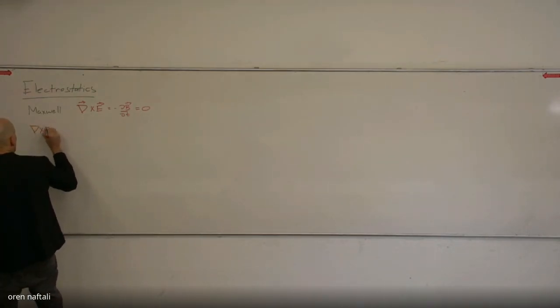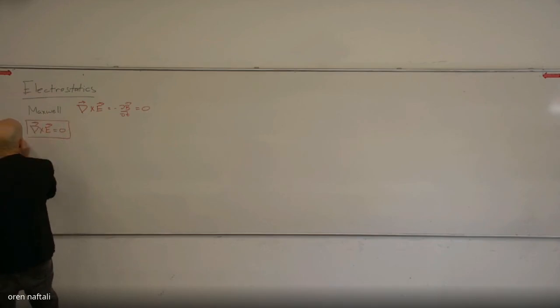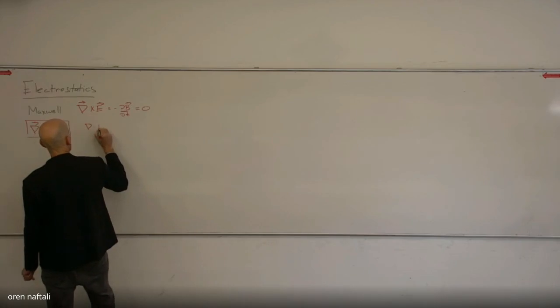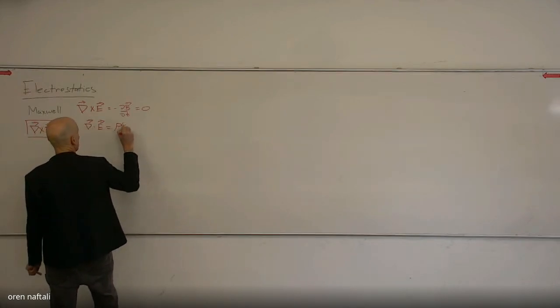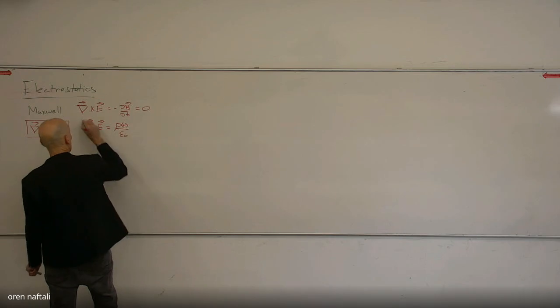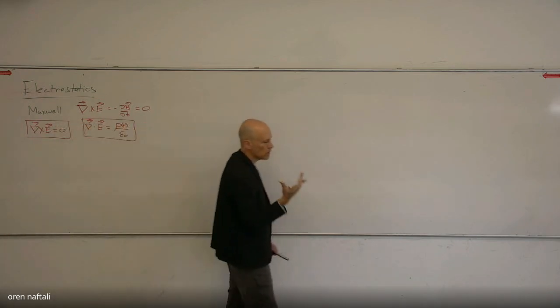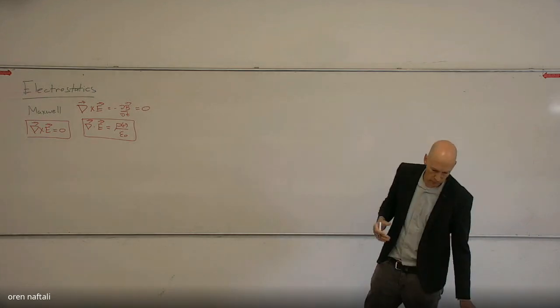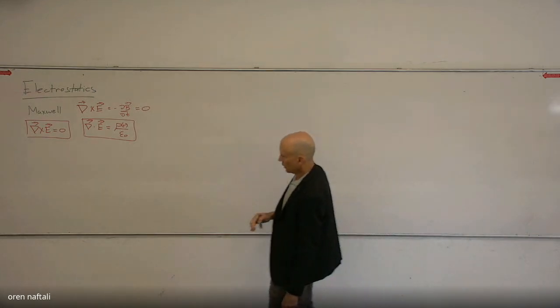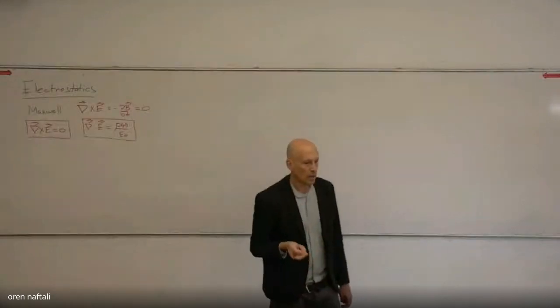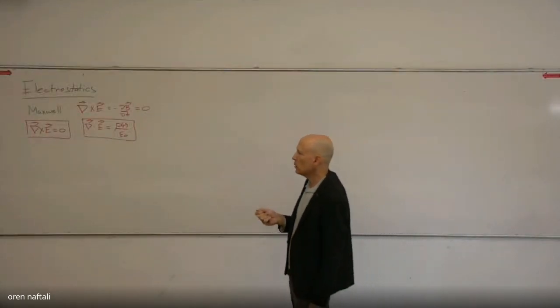So the two laws are essentially very well known. We have this law, curl E is equal 0. And the second law is Gauss' law, which is divergence of E equals rho divided by epsilon 0. So these are the two laws. And essentially, this is all of electrostatics. You need to give me rho, which is the density. Give me the density, and I'll find you the E.